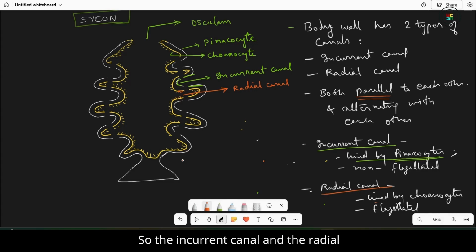So the incurrent canal and the radial canal, you see they are parallel to each other everywhere. So this is the incurrent canal, and then inside this is the radial canal. Again here, incurrent canal lined by pinacocytes and radial canal lined by choanocytes. They are parallel to each other, right? Okay, they are alternating with each other. So one, then the next, then another one, then the next.